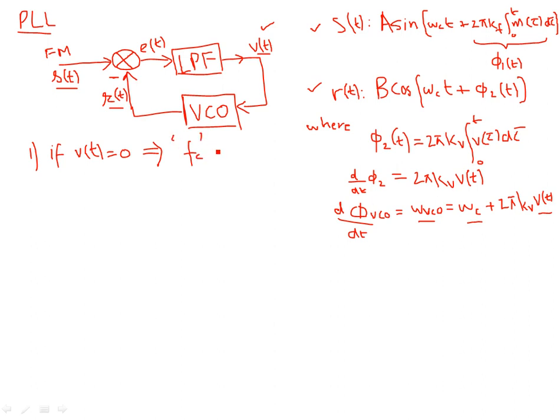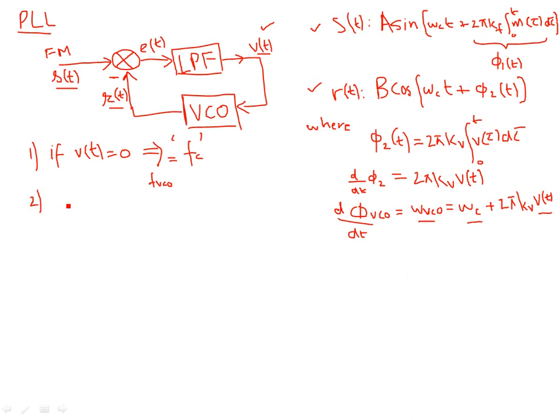Okay, so this implies that the VCO frequency in a free-running state is at the unmodulated carrier frequency. That's the first thing you should notice. If v(t) is 0, then of course there's no difference between the unmodulated carrier and the incoming FM signal, which has no frequency deviations whatsoever with respect to the message signal. It's just an unmodulated carrier. Okay, fine.